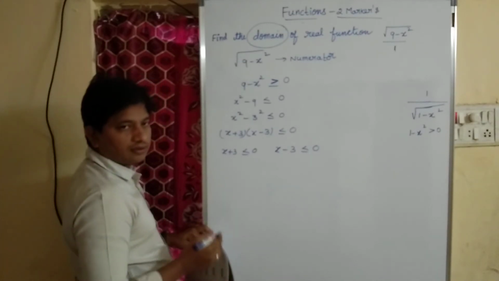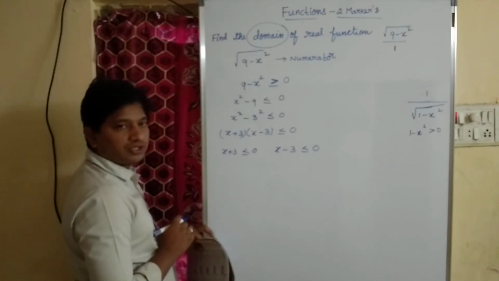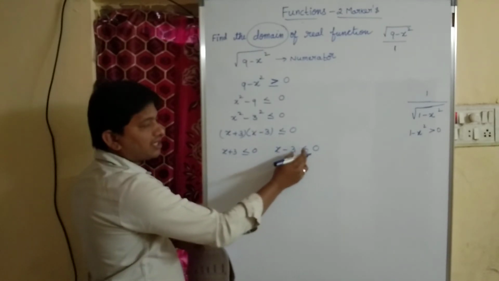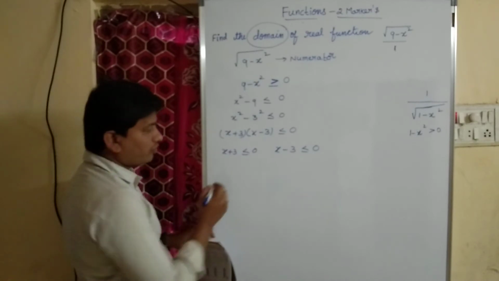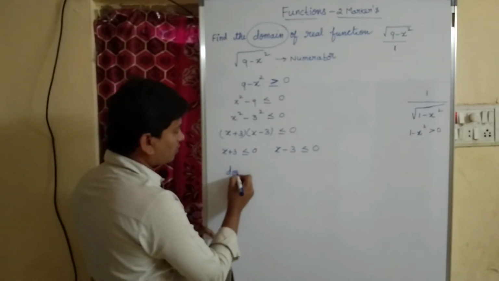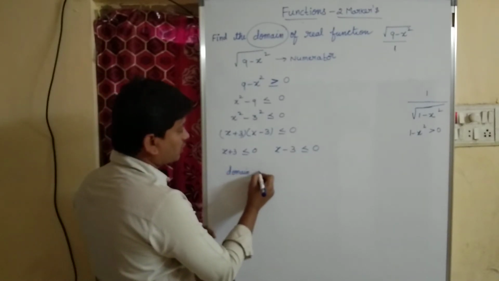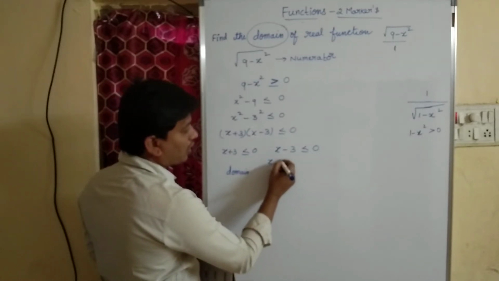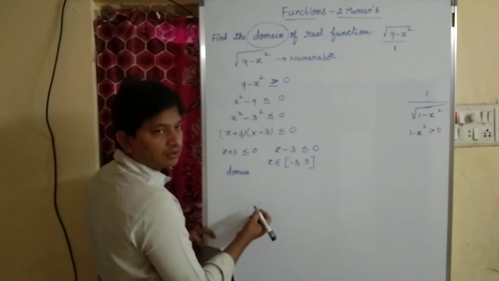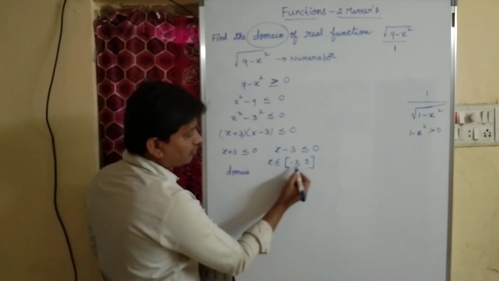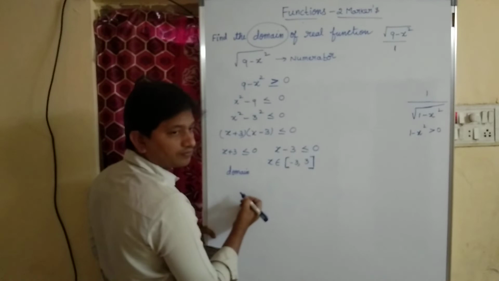x plus 3 less than or equal to 0. And the second one is x minus 3 must be less than or equal to 0. Okay? Therefore, what about the domain, children? Domain is, it should be, x belongs to (-3, 3). See, children, this bracket also plays a crucial role.